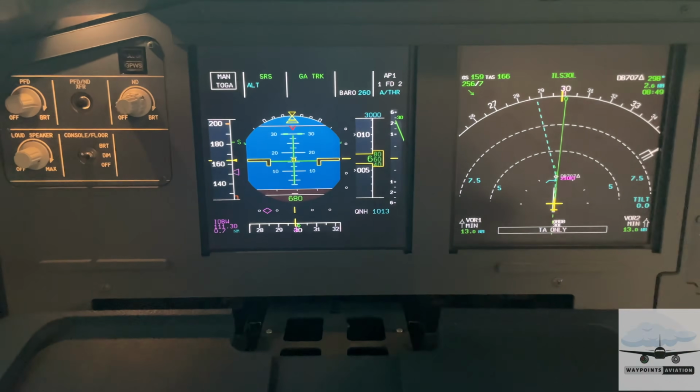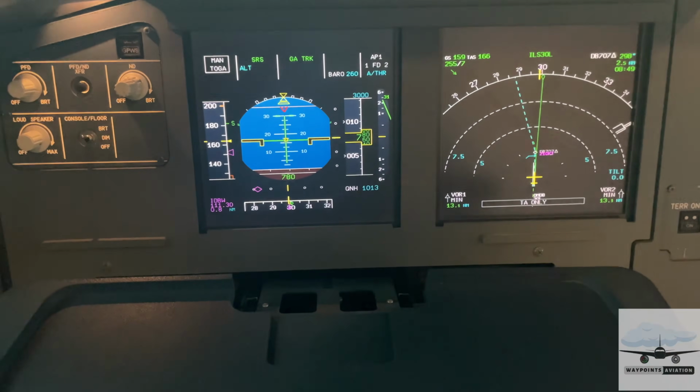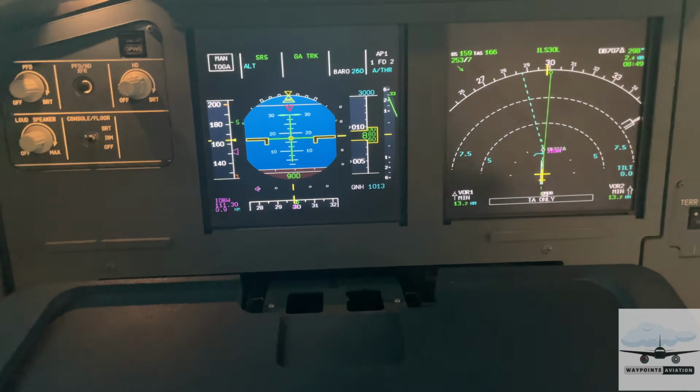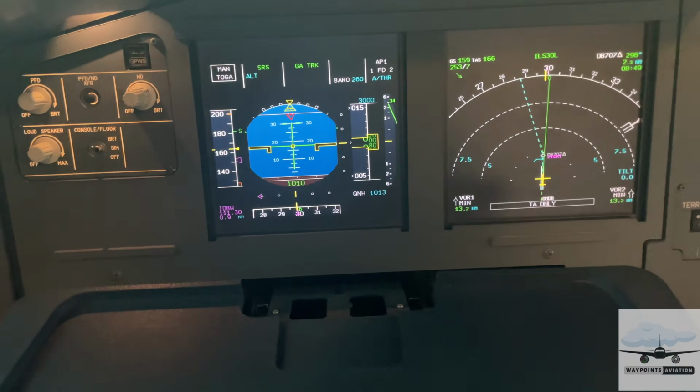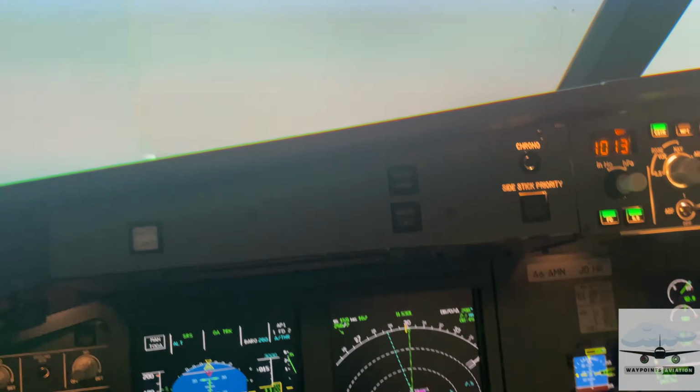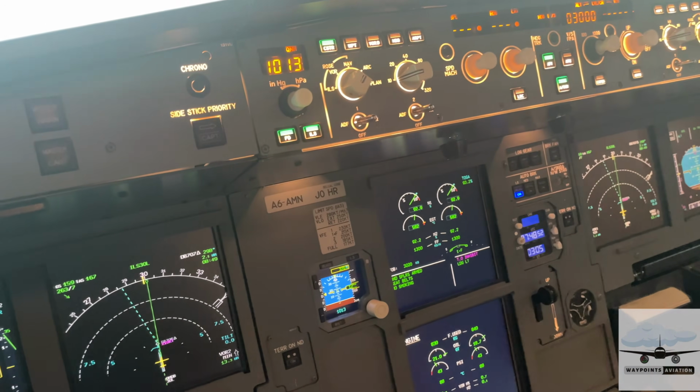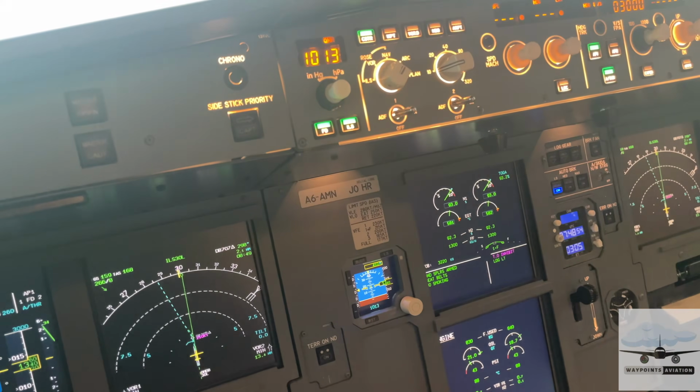It's very simple. All you got to do is focus on the bird and the track and where your localizer and glide slope is. Always keep situational awareness about you, and you will be absolutely fine.